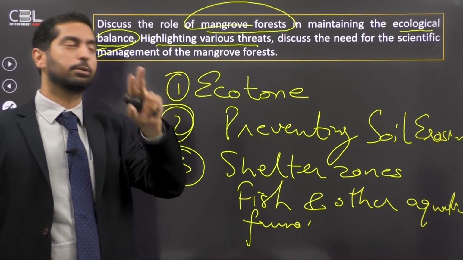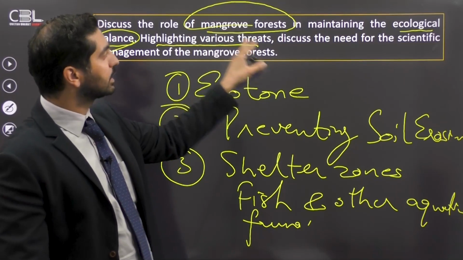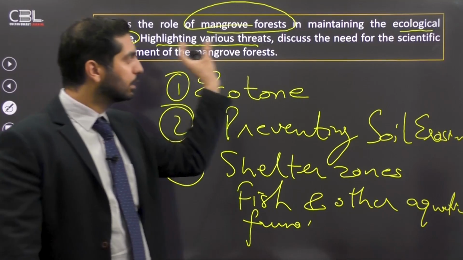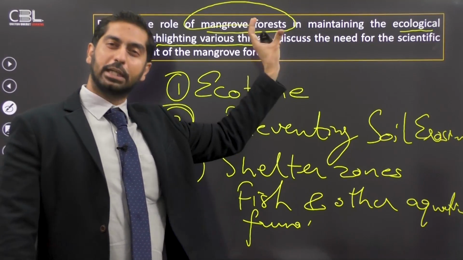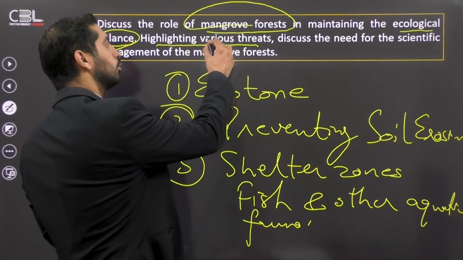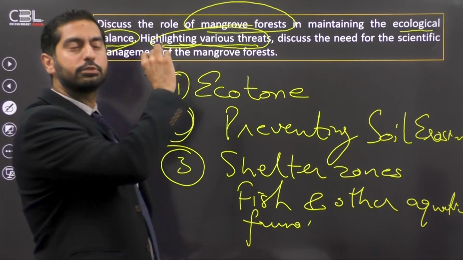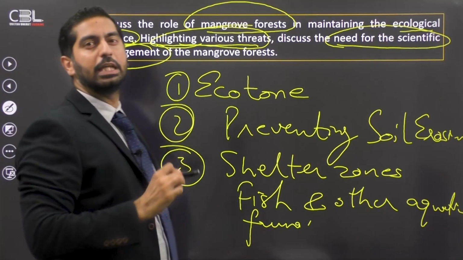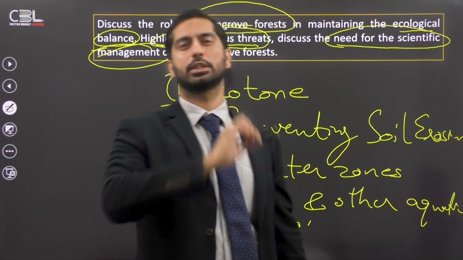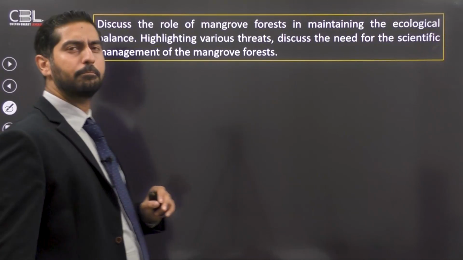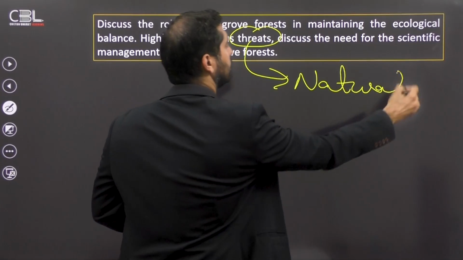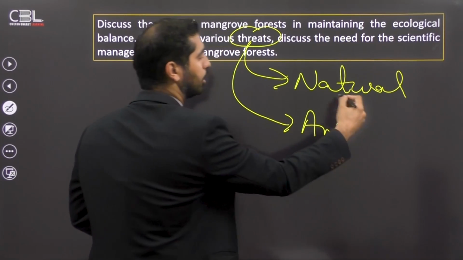Now the second part of the question was highlighting various threats, discuss the need for scientific management of the mangrove forests. If you look at it closely, this part itself is composed of two parts. We also have to highlight the threats to mangroves, and we also have to discuss the need for the scientific management of the mangrove forests. So what are the threats to mangroves? You can classify the threats to mangrove forests into two categories: natural and anthropogenic, human.